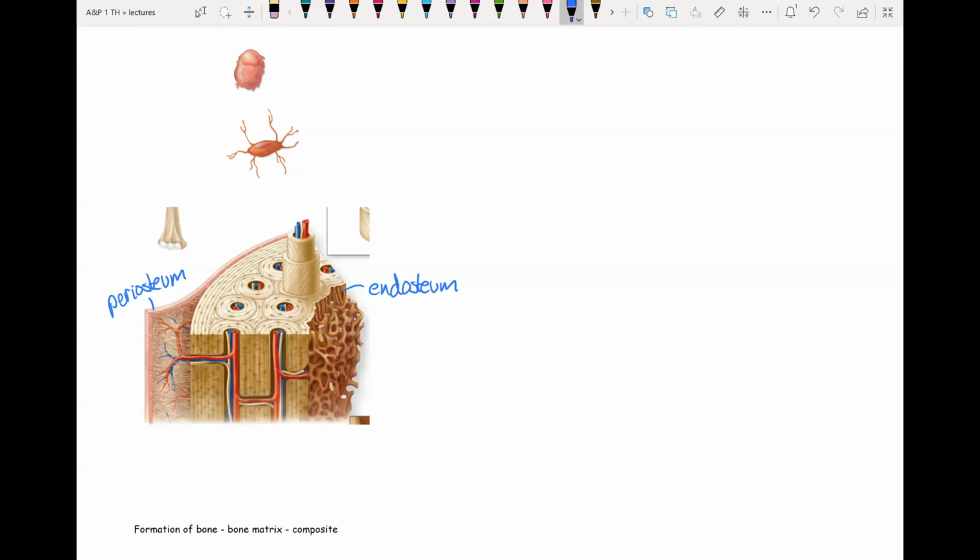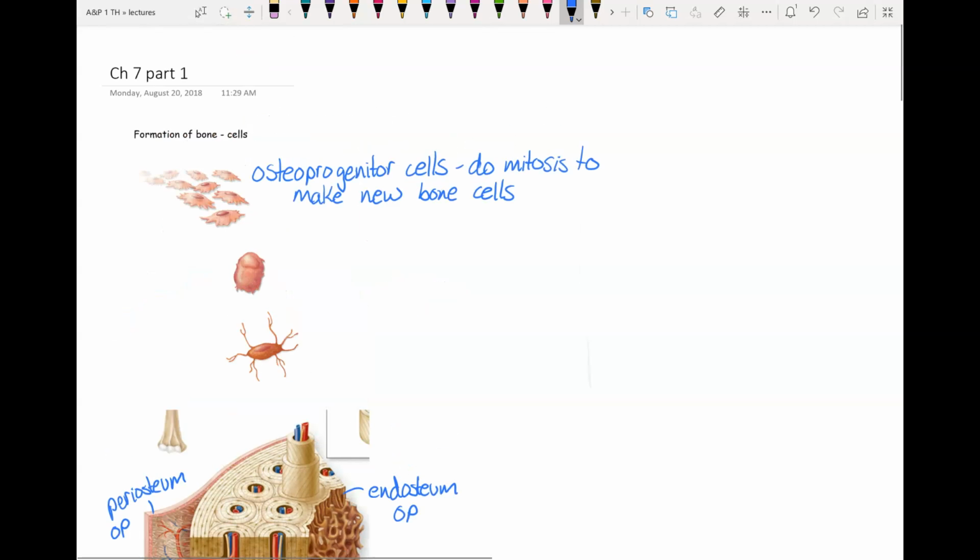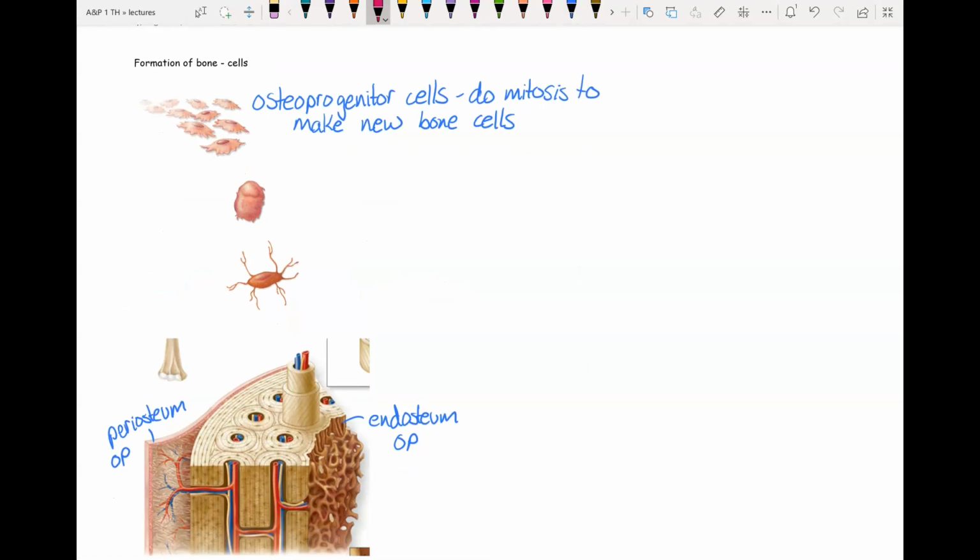These are the linings. So periosteum lines and covers the outside of the bone, and then you have a cavity inside the bone, and endosteum lines and covers that cavity on the inside of the bone. So this is where you have osteoprogenitor cells. So we'll put OP for osteoprogenitor cells. When they do mitosis, the new cells that they make are osteoblasts. So this one is an osteoblast. These are the cells that are responsible for building new bone matrix.